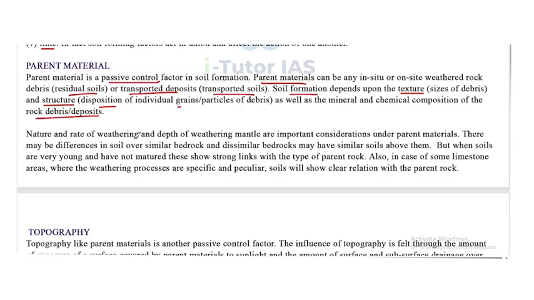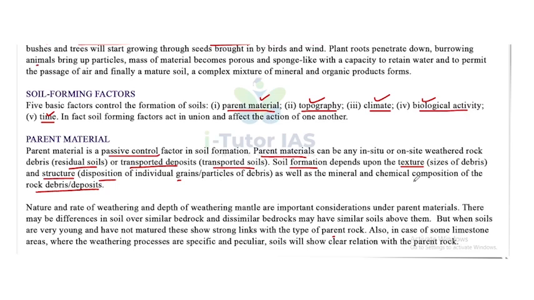Nature and rate of weathering and depth of weathering mantle are important considerations under parent material. There may be differences in soil over similar bedrock, and dissimilar bedrocks may have similar soil above them. But when soils are very young and have not matured, these show strong links with the type of parent rock. Also, in some limestone areas where the weathering processes are specific and peculiar, soil will show clear relation with the parent rock. So that's about the parent material. Now, second one is topography.